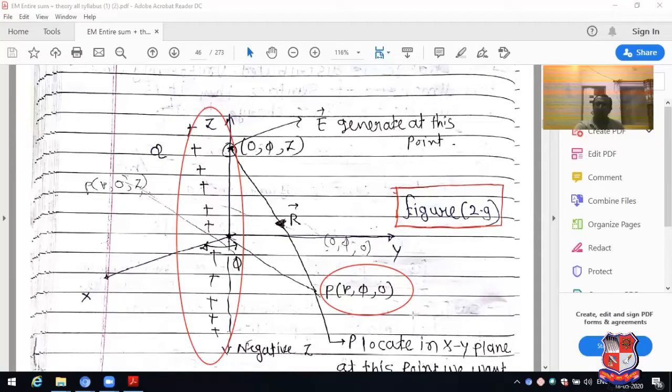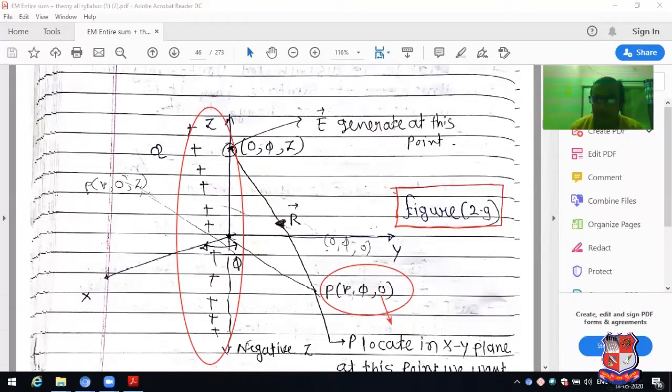Now, charge is distributed on the entire line. Due to this particular line, we want to find the electric field at point P. Now, see this, the electric field can be located in the xy plane. So for the xy plane, the z coordinate is 0. See here, the z coordinate is 0.